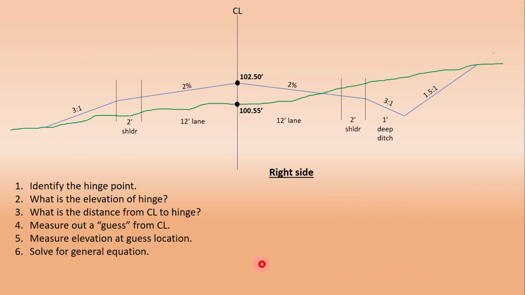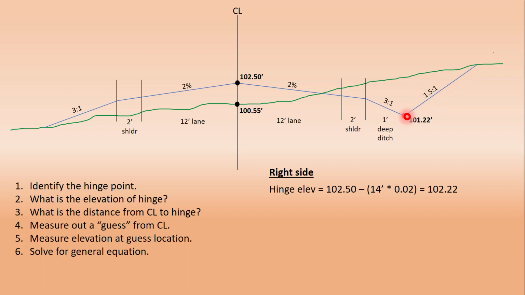So let's look at the right side this time. We're going to go through the same steps. Identify the hinge point, and it's this point right here. Just because I threw in this 3-to-1 designation on that slope doesn't mean it's a variable slope. It's a 3-to-1 for a standard 1-foot ditch, which means you don't get to a variable slope that will be catching your natural ground until the bottom of that ditch this time. This is the only variable in your geometry.